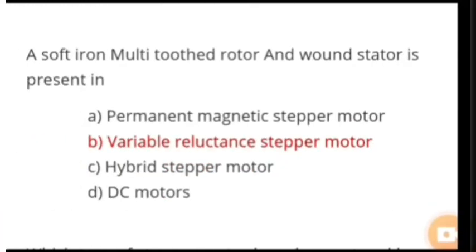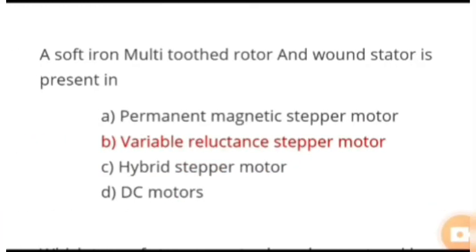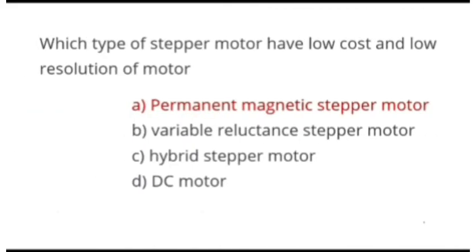Next question is, a soft iron multi-tooth rotor and wound stator is present in. Options are permanent magnetic stepper motor, variable reluctance stepper motor, hybrid stepper motor, and DC motor. So correct answer is variable reluctance stepper motor. This is VR stepper motor. Next question is, which type of stepper motor has low cost and low resolution? Options are permanent magnetic stepper motor, variable reluctance stepper motor, hybrid stepper motor, and DC motor. Correct option is permanent magnetic stepper motor.